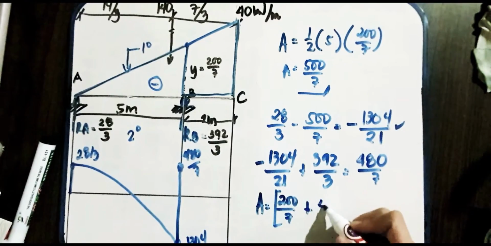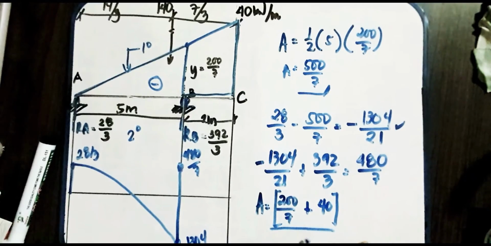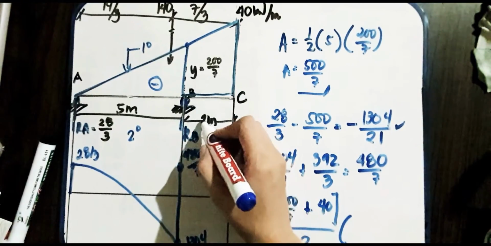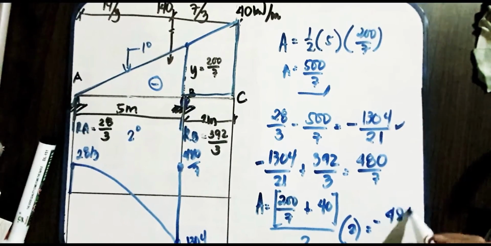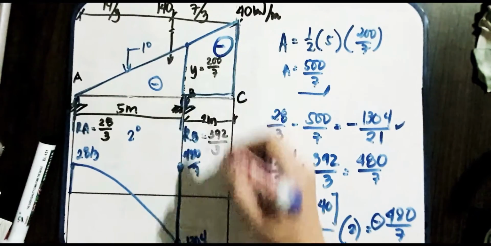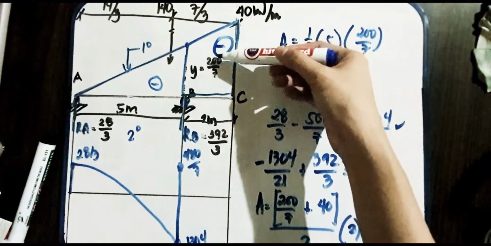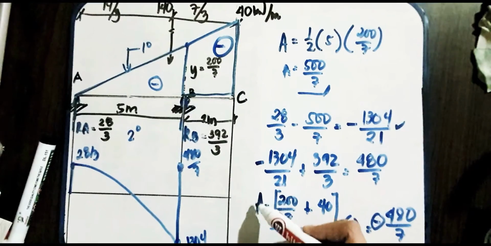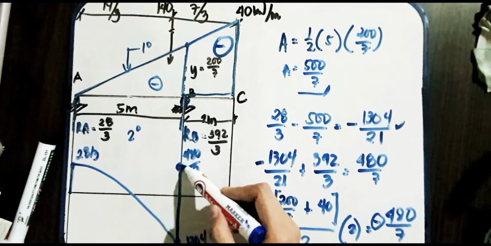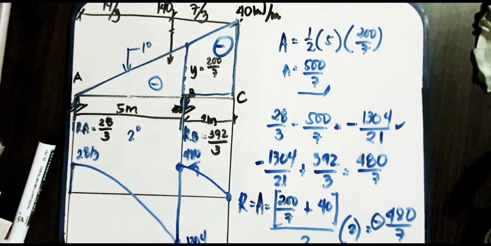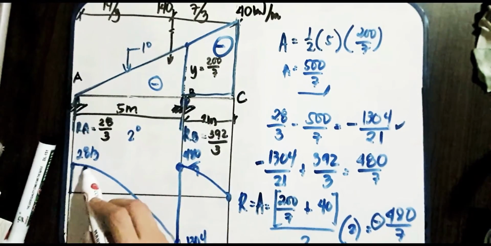Okay, plus 40. Divide natin ng 2 and then multiply natin itong distance na to, which is 2. So, ilan yan? So, we have negative 480 all over 7. So, bakit negative 480 all over 7? Bakit negative? Kasi sabi ko sa inyo, loadings yan. So, resultant na to, which is this one, okay, i-minus natin itong 480 all over 7. So, that is equivalent to 0. So, that is our shear diagram.